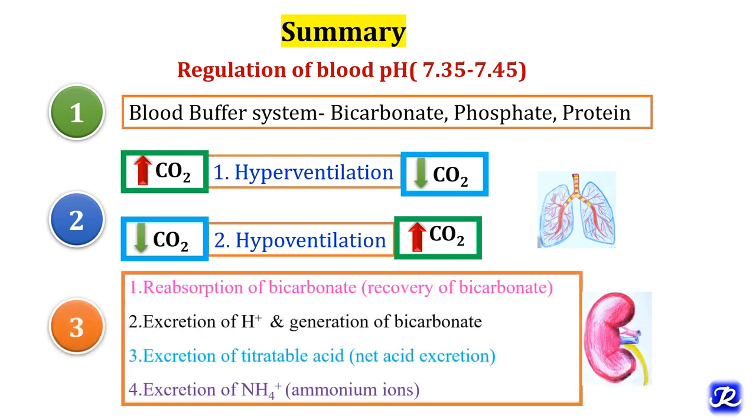The third and very important is renal mechanism, which provides a permanent solution to the problems of acid-base balance. And there are four different renal mechanisms. First is reabsorption of bicarbonate. Second is excretion of hydrogen ions and generation of bicarbonate. Third is excretion of titratable acid with net gain of bicarbonate ion. And fourth is excretion of ammonium ion with net gain of bicarbonate.